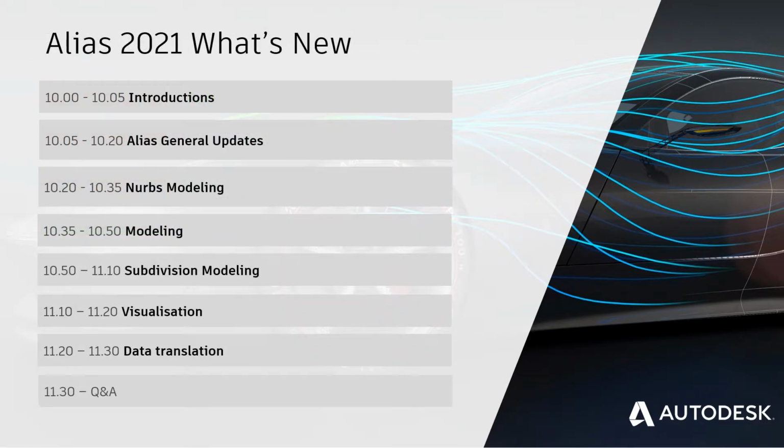So this is what we're going to go through over the next number of sessions. We're going to do the first and second session together. And then we're going to do NURBS modeling, subdivision modeling, visualization, and data translation as separate elements. This is just kind of replicating meetings we're having with customers online, so ignore the timings on this. It'll be slightly different.